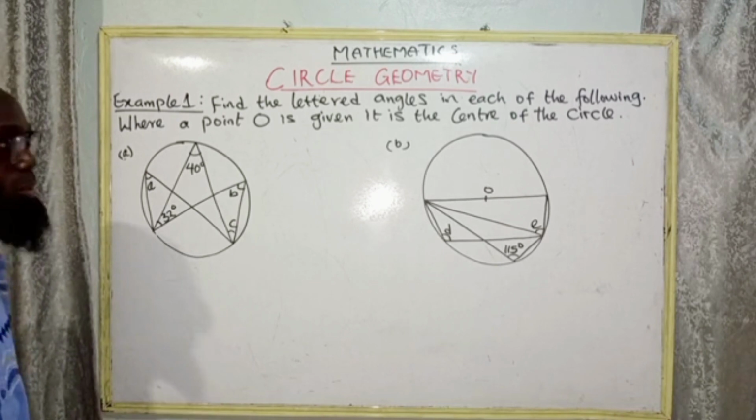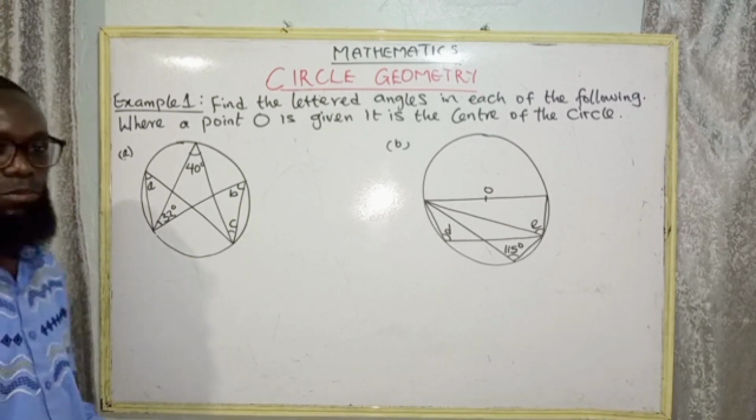Where a point O is given, it is the center of the circle.